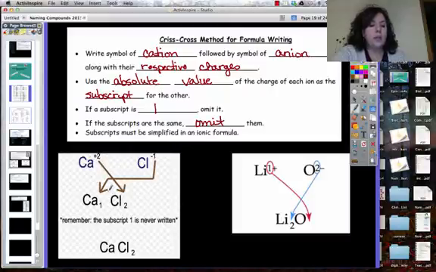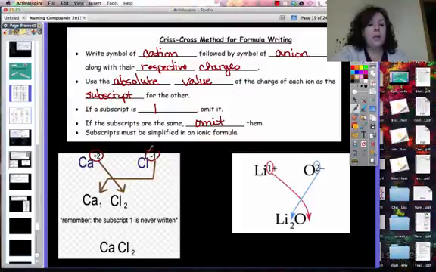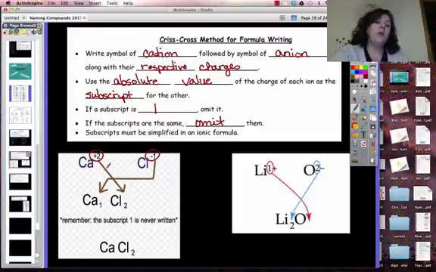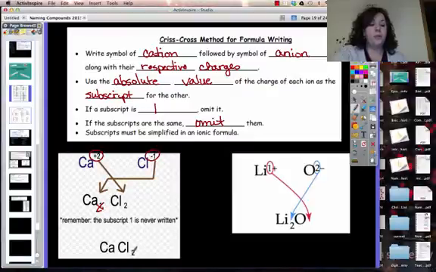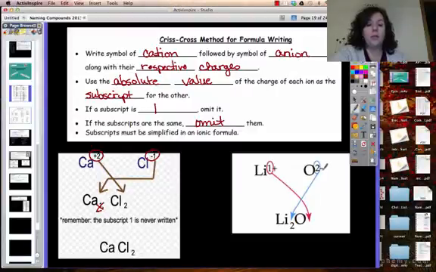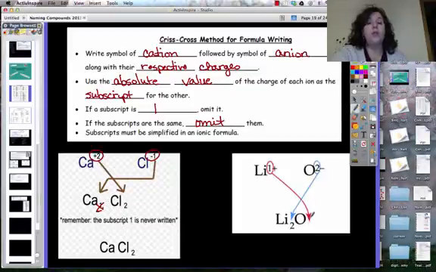So if you look at this example down here at the bottom, we have calcium and we have chlorine. Calcium's a positive 2. That's a negative 1. So you cross them and bring them down. Cross them and bring them down. That would be a 2 over here, a 1 down here. We are not going to write the 1. It's understood. So it'd be CaCl2. That would be called calcium chloride. If we look at lithium, we'll do the same thing. Positive 1, negative 2. Cross them, bring them down, get rid of the 1. So that's the crisscross method.